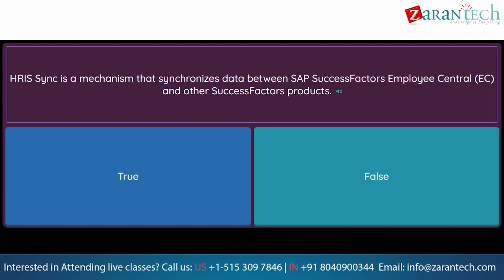Question: HRIS Sync is a mechanism that synchronizes data between SAP SuccessFactors Employee Central, EC, and other SuccessFactors products. Option 1, true. Option 2, false.